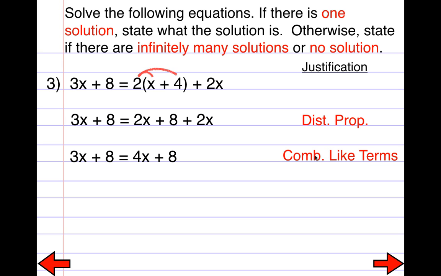So now before we move on, I want you to think. What do you think the answer is going to be? Do you think it's going to be one solution? Do you think it's going to be infinitely many solutions? Or do you think it's going to be no solution?